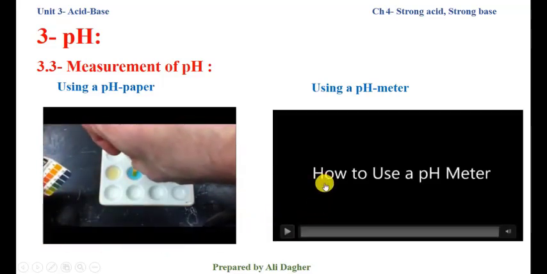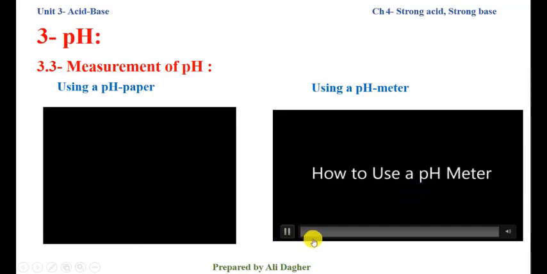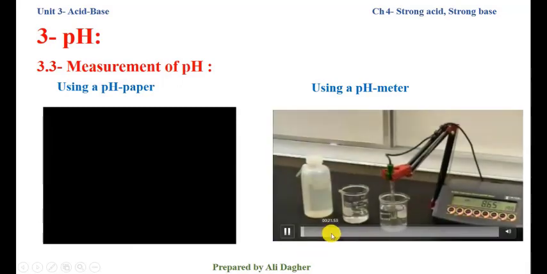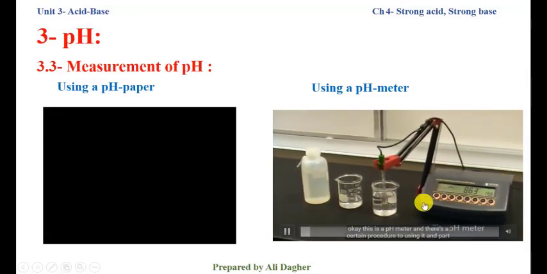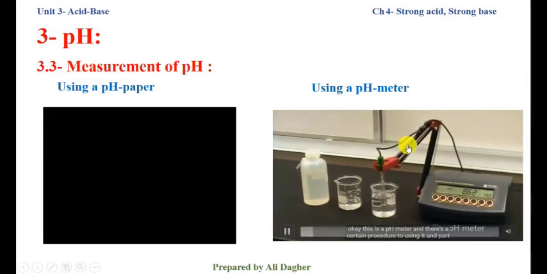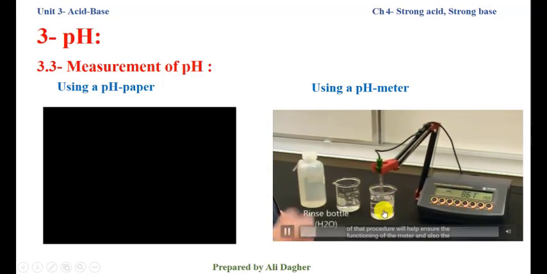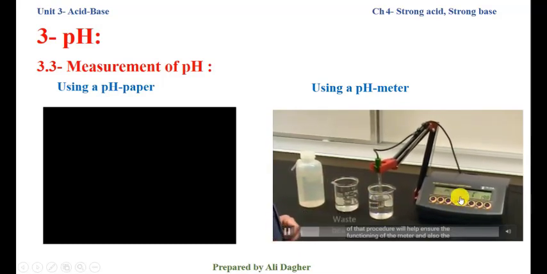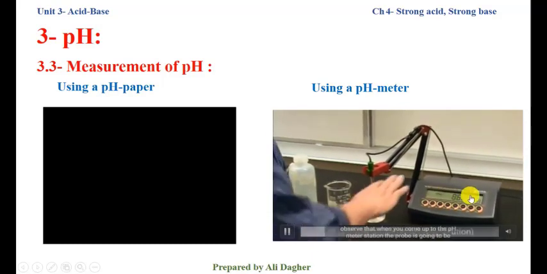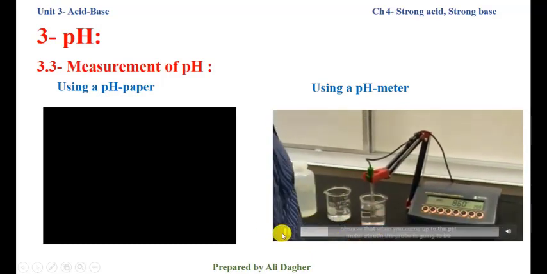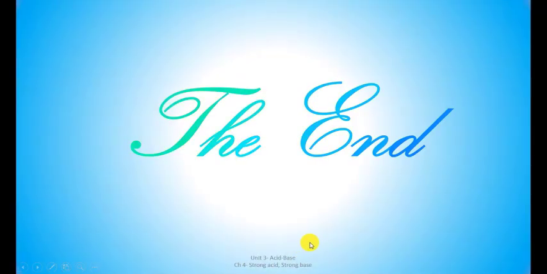Now, how to measure the pH using a pH meter. This is a pH meter. It is formed from an apparatus like a voltmeter and an electrode dipped in the solution, and the value of pH is noted on the screen of the pH meter. This is the end of part 1.